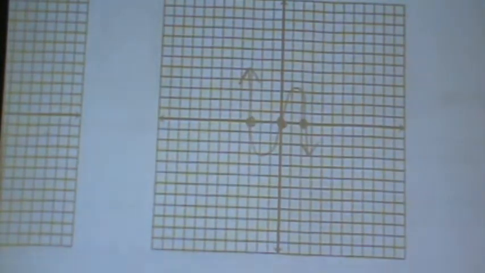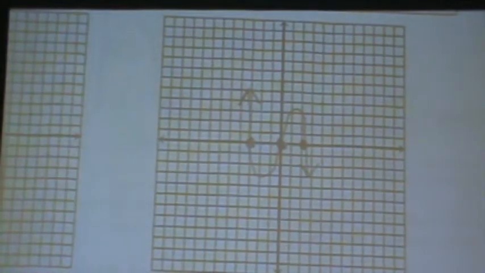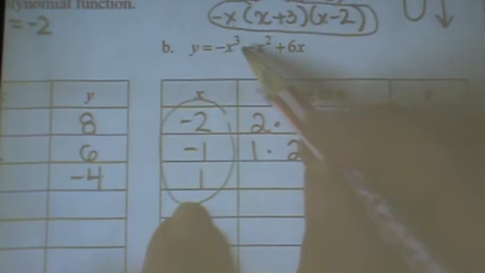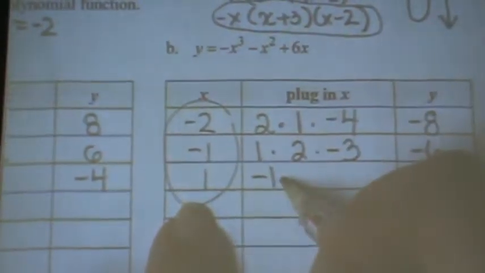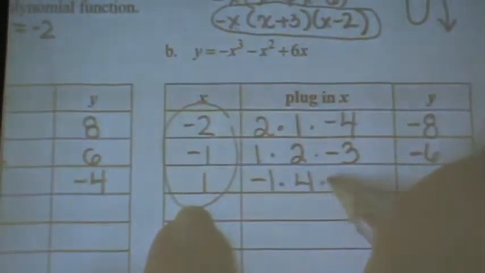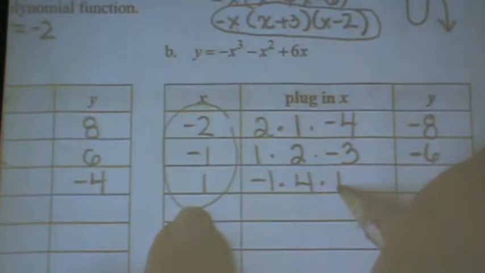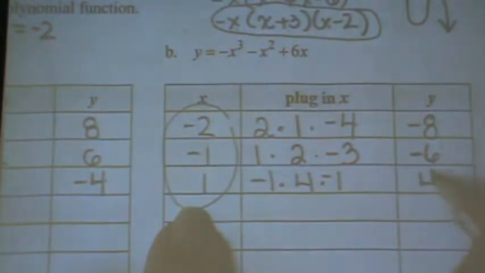What number's between 0 and 2? 1. You get it now? Mhm. What did you get when you plugged 1 in? 1, so you have -1 times 4 times -1, and you get 4. You are correct. So let's plot these points.